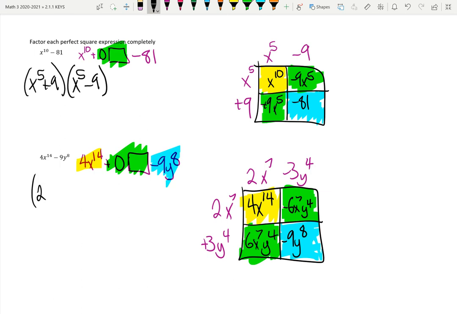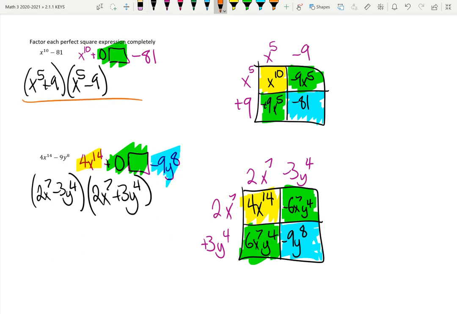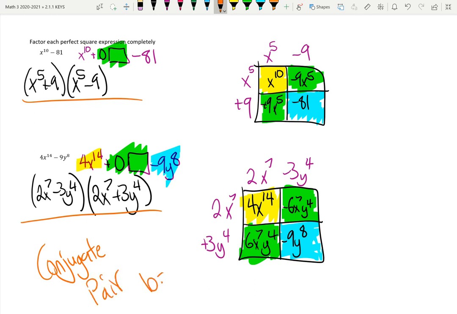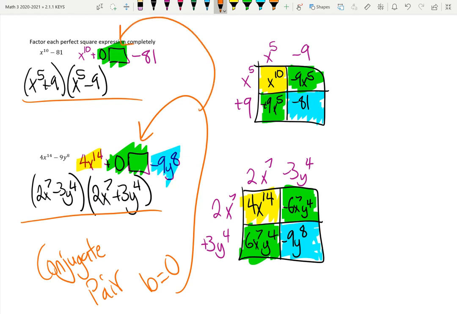This turns into 2x to the 7th minus 3y to the 4th times 2x to the 7th plus 3y to the 4th. This form right here, where you see how they're the same but the opposites, is called the conjugate pair. And it's a fancy way of saying that the b value is going to be 0 when you multiply it.